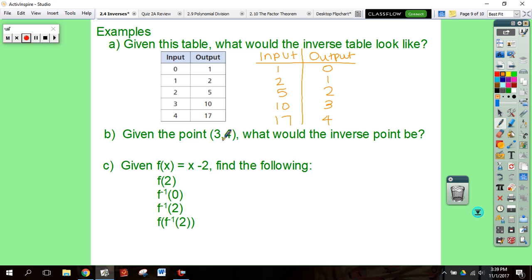Same thing for your point. If your point is 3, 4, what is your inverse point going to be? All it does is take your input and your output and trade places. So your inverse point would be 4, 3.